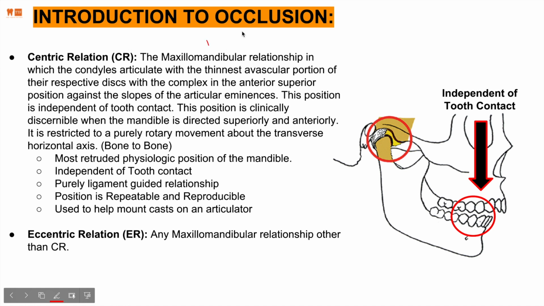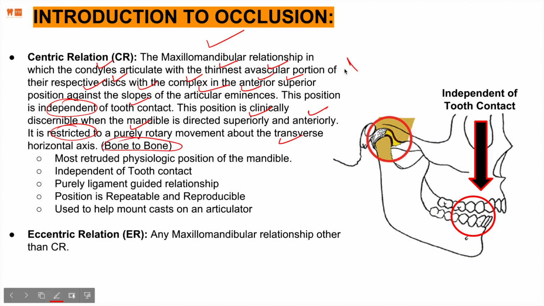Centric relation, the maxillomandibular relationship in which condyles articulate with the thinnest avascular portion of the respective discs, forming a complex in the anterior and superior position against the slopes of the articular eminence. This position is independent of tooth contact. This position is clinically discernible when the mandible is directed superiorly and anteriorly. It is restricted, purely rotation movement, no translation, about the transverse horizontal axis itself. And it is a bone-to-bone relationship.